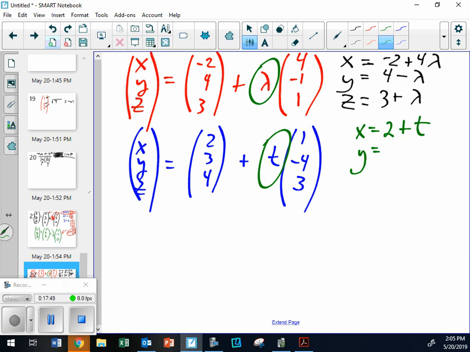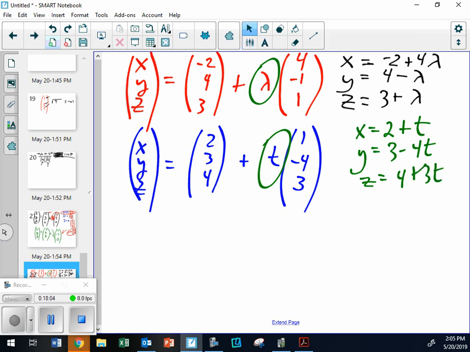Finish off these last two. 3 minus 4t, and the last one? Give me a way to solve it. Is that what equal to what? Yeah! There's an x equation here and there's an x equation here. Can't they equal each other? They absolutely can. Tell me that equation.